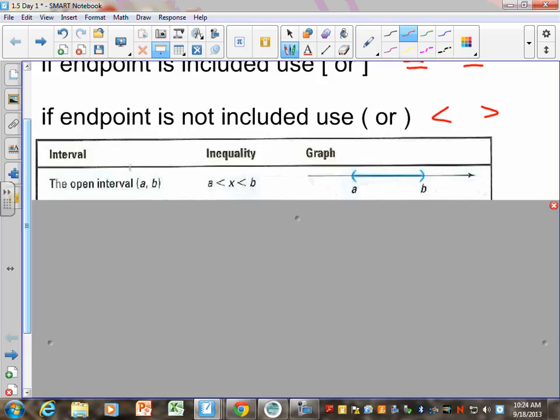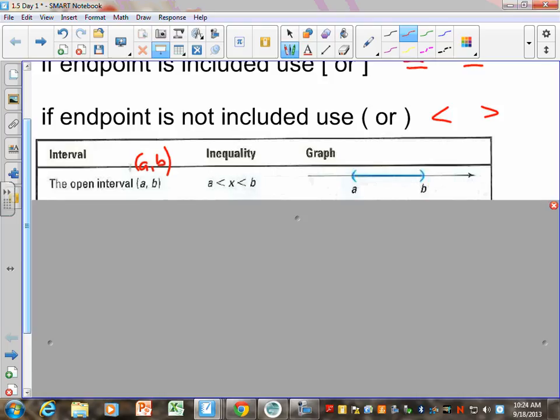The first one is an open interval. It says parenthesis, and I'll write that up here. Parenthesis A to B, parenthesis. That's the same as saying everything in between A and B, but not including A and B. So inequalities and interval notation mean the same thing. They're just different ways of writing it.